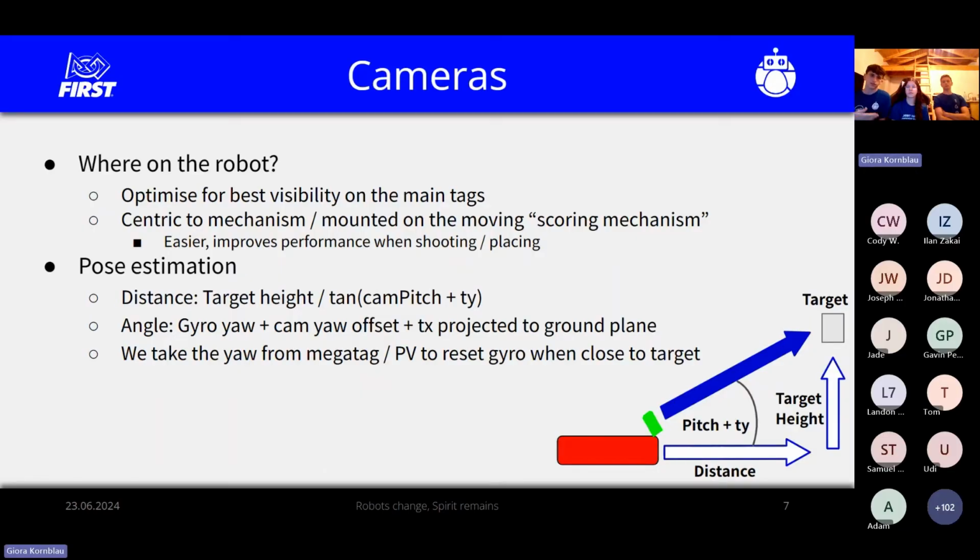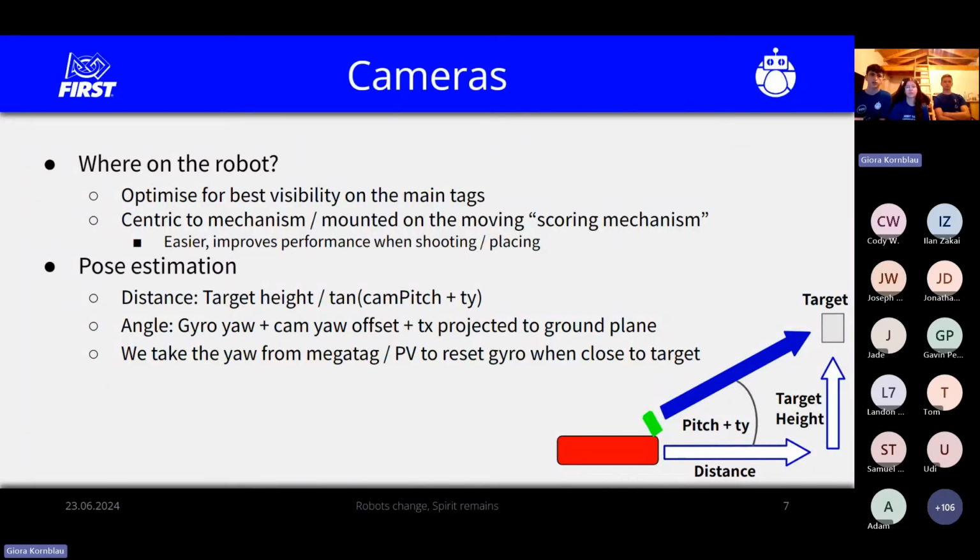We get the distance by getting the target's height, subtracting the camera's height, and then dividing by the tangent of the camera's pitch plus the ty, which is the angle from the middle of the frame to the target. Then we get the angle to the target, which is the yaw plus the camera's yaw offset, if we have the camera a bit not looking straight ahead, plus the tx after we've projected it onto the ground plane.